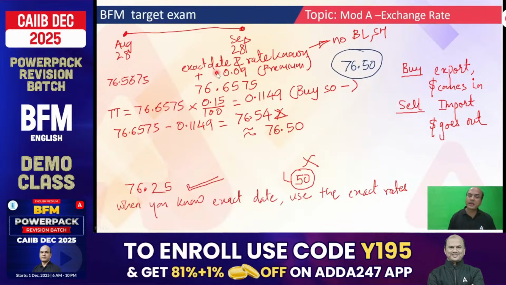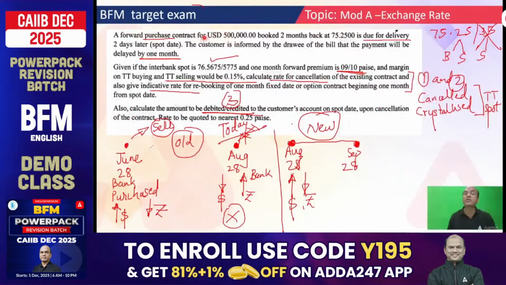Will you use buy low, sell high or will you not use buy low, sell high? You tell me, everyone. I am booking the contract for the last date of this 1 month. This contract I am booking for 1 month, fixed rate I am getting. So here you can directly use this 76.6575. You can use it this way also. When you know the exact date, use the exact rates. Because now you know the exact date. See, earlier contract was somewhere in the month. Now you know it exactly.